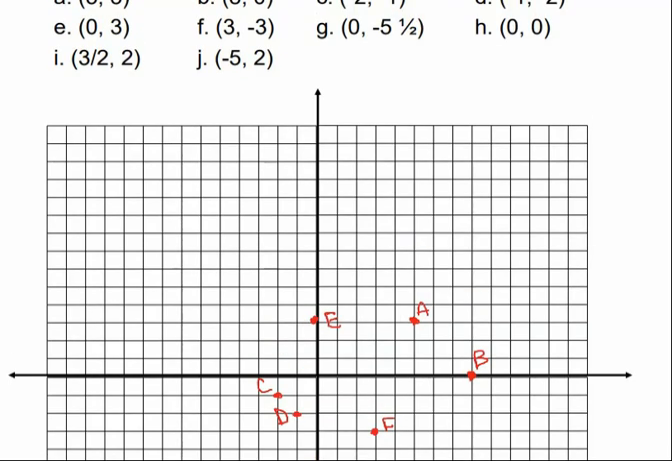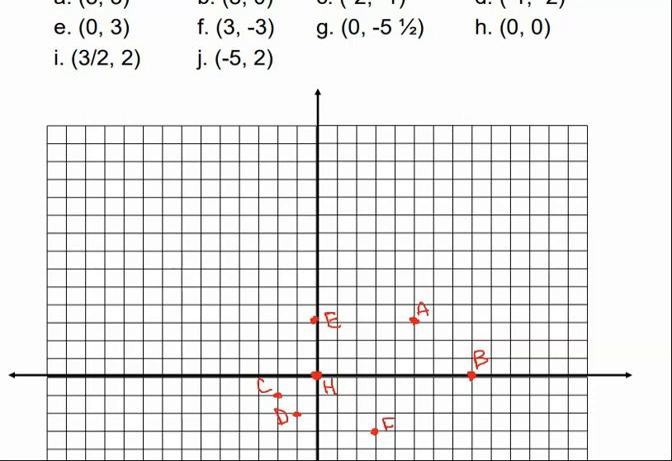All right, and then H is 0, 0. Well, 0, 0 is our origin, so we don't go anywhere. 0, 0 is right here in the middle, and that is H. All right, for I, we have 3 over 2.